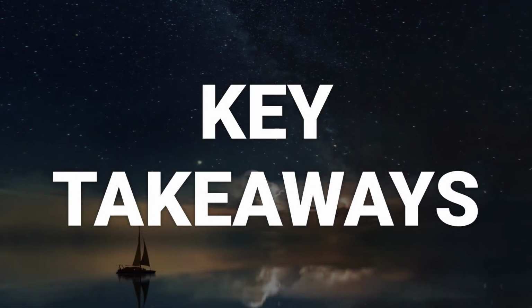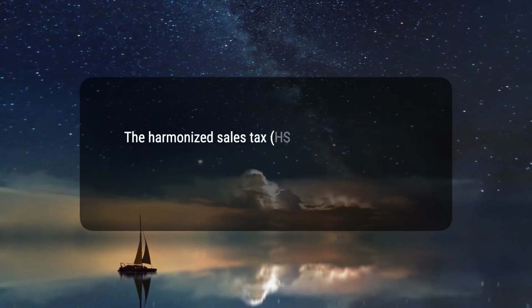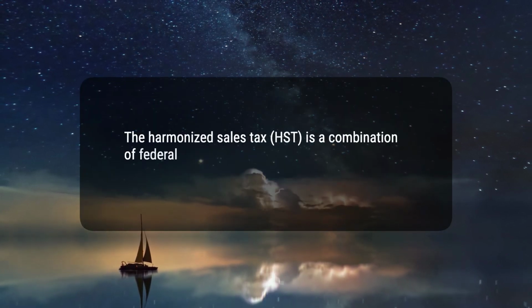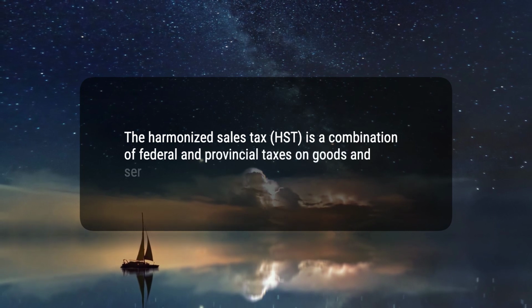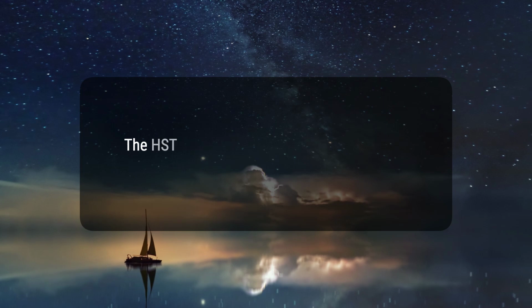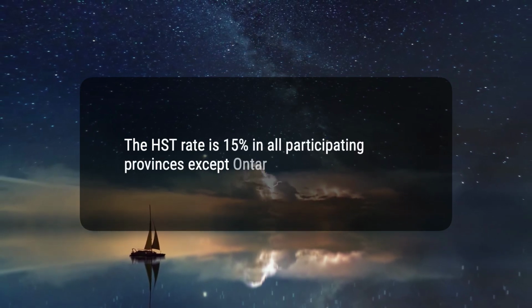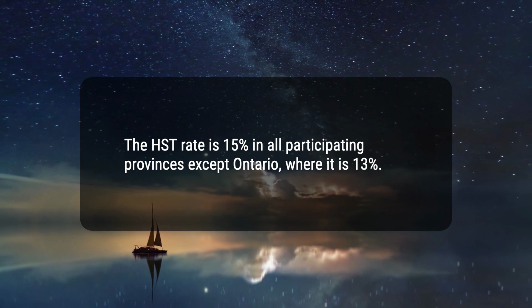Here are 5 key takeaways. 1. The Harmonized Sales Tax, HST, is a combination of federal and provincial taxes on goods and services in 5 Canadian provinces. 2. The HST rate is 15% in all participating provinces except Ontario, where it is 13%.